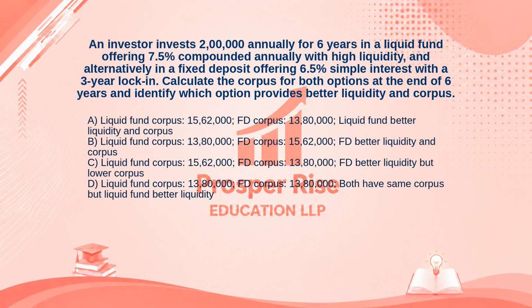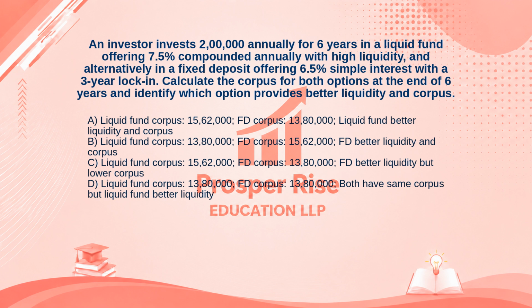C. Liquid fund corpus 15,62,000, FD corpus 13,80,000. FD better liquidity but lower corpus. Or D. Liquid fund corpus 13,80,000, FD corpus 13,80,000. Both have same corpus but liquid fund better liquidity. Take a moment to pause the video and decide.